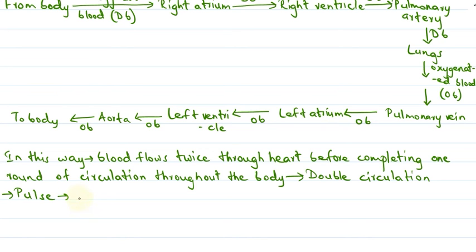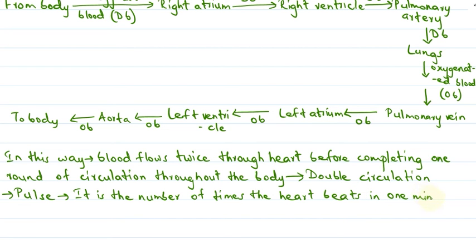So pulse is the heart rate, or the number of times the heart beats in 1 minute. That is, it is the number of times our heart beats, and it is calculated in 1 minute. Pulse rates vary from person to person, and pulse is lower when the body is at rest, and the pulse rate increases during exercise or any other physical activity.